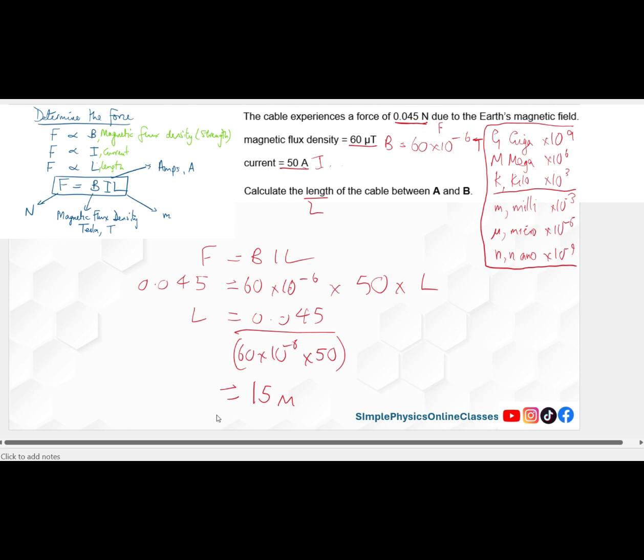And they're going to ask you to rearrange. So don't expect a simple "work out the force." Maybe if they do, you're lucky, but expect a rearranging. And then let's move on to the next one.